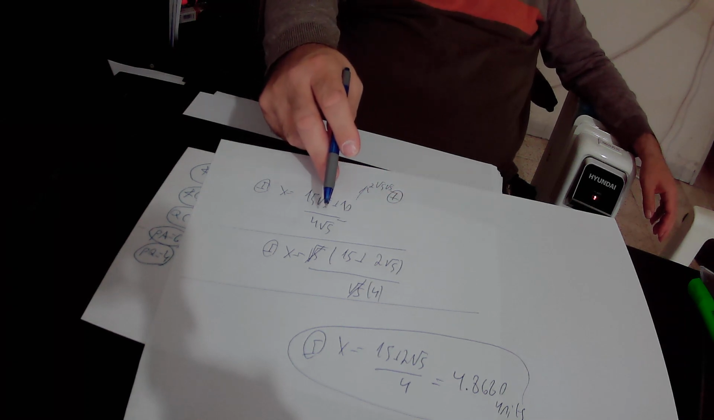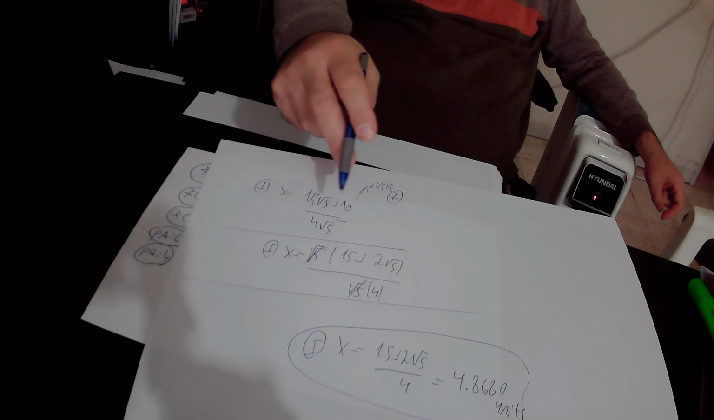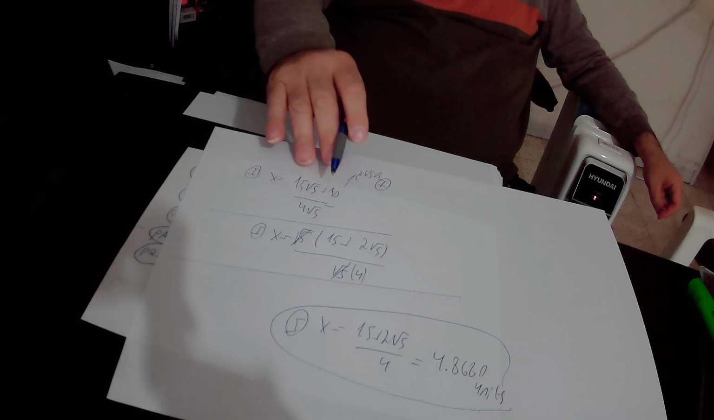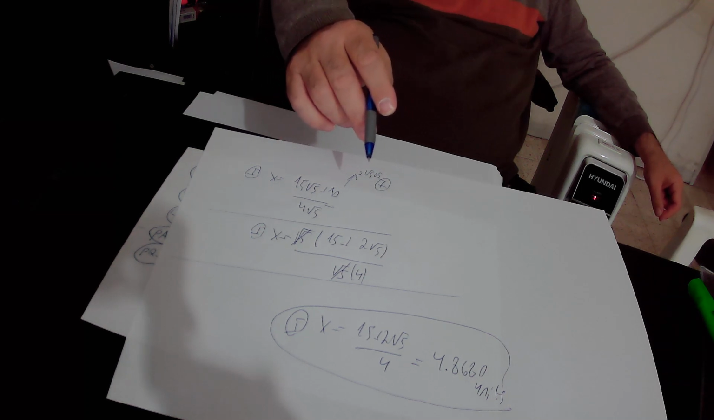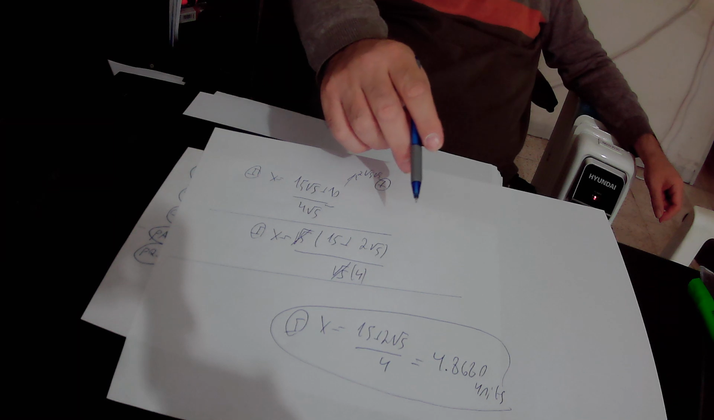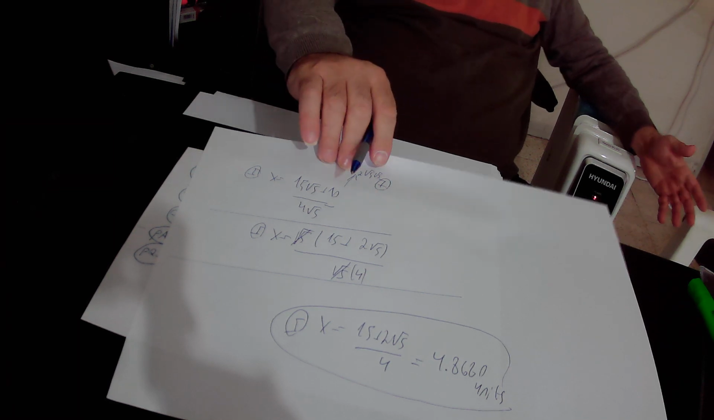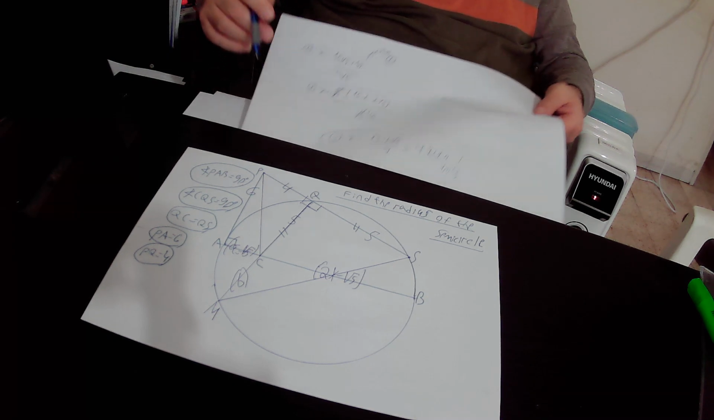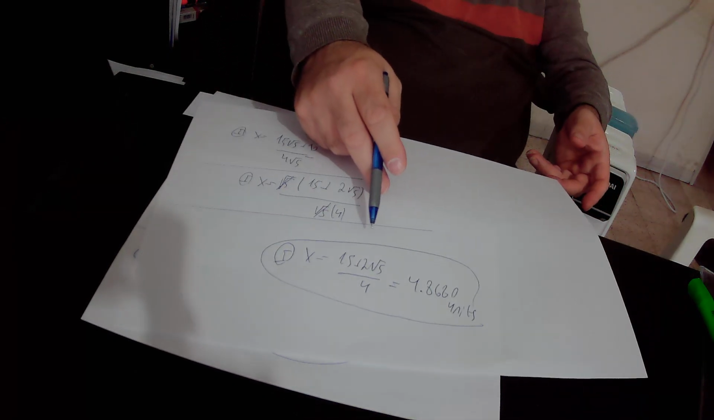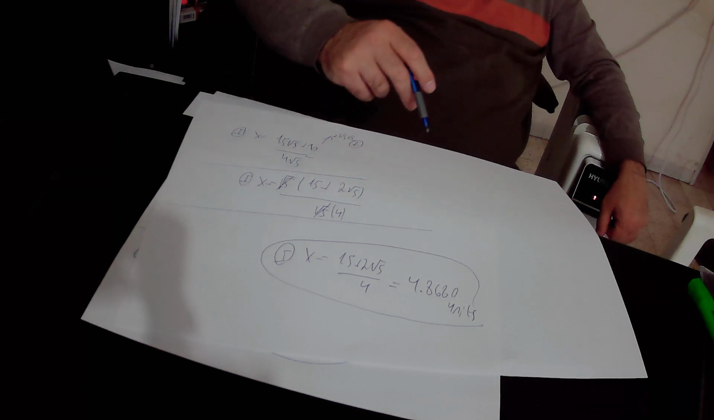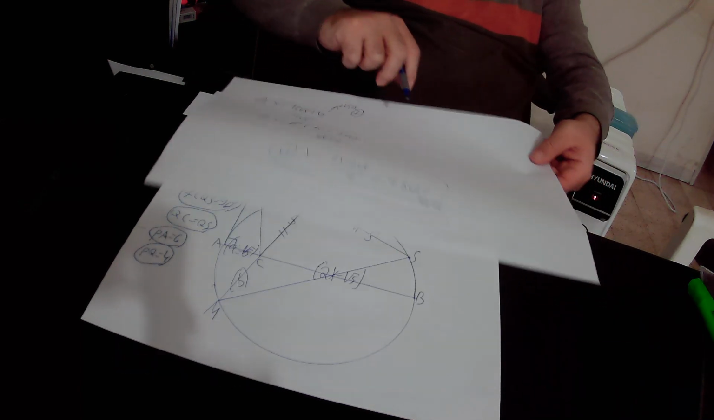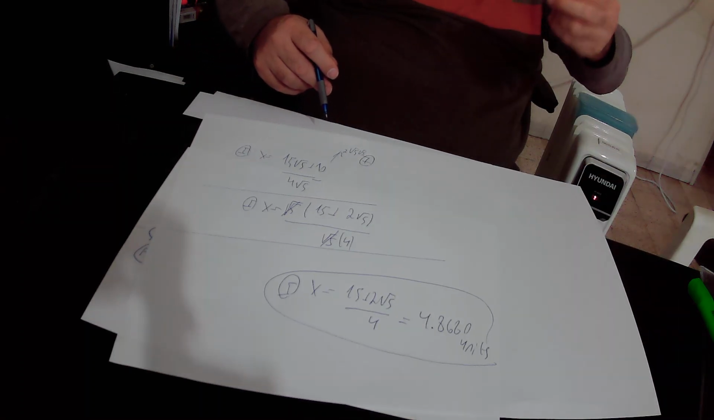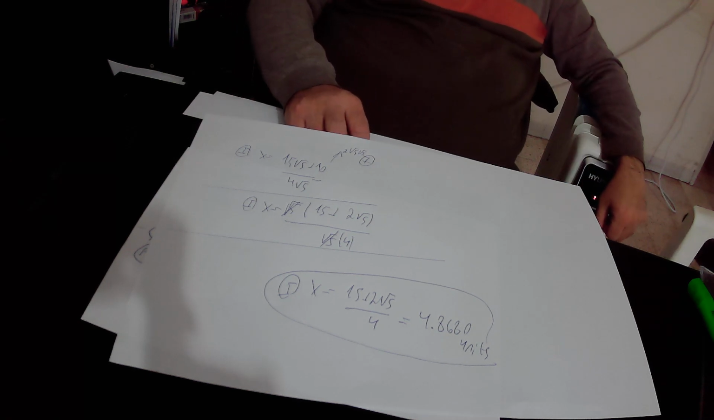We have square root of 5 in the numerator and square root of 5 in the denominator, so square root of 5 will get cancelled and we are left only with x equals 15 plus 2 times square root of 5 over 4. So x, the radius x of this semicircle, equals 15 plus 2 times square root of 5 over 4 units, or in terms of numbers, the radius x of this semicircle equals 4.8680 units. Okay, thank you very much.